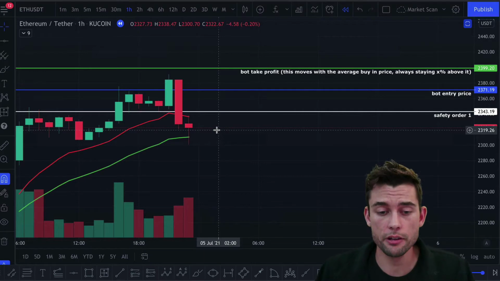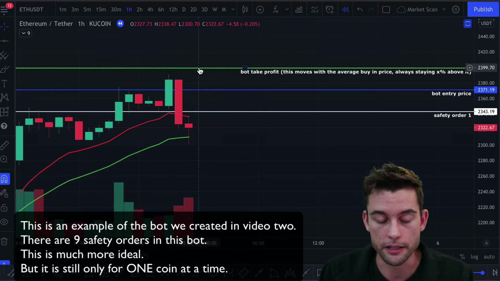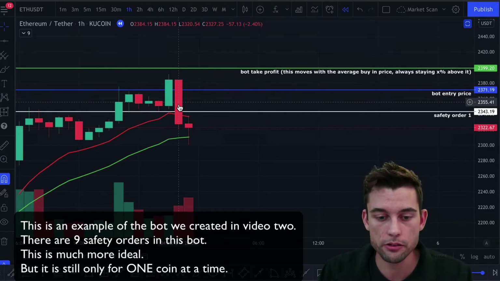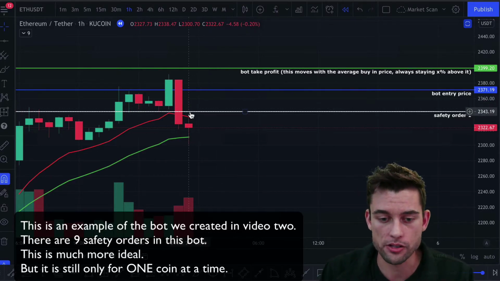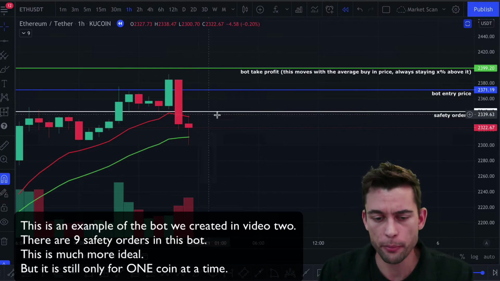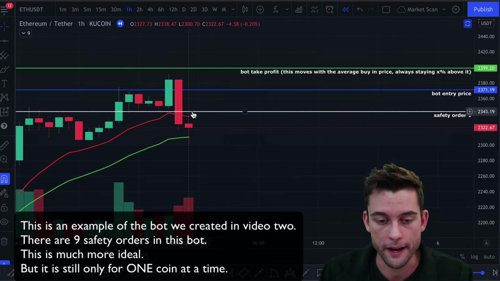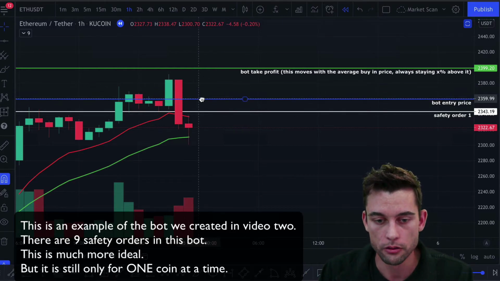So using Ethereum as the example again, let's say that the average buy-in price was right here. Let's say that your bot bought right here and it wanted to sell right here. Well, you can see that the price continued to move down. We had safety orders this time, so your safety order 1 would have hit right here. This is just random, not exact percentage points. What that would have done is moved your average entry price from right here to right here.